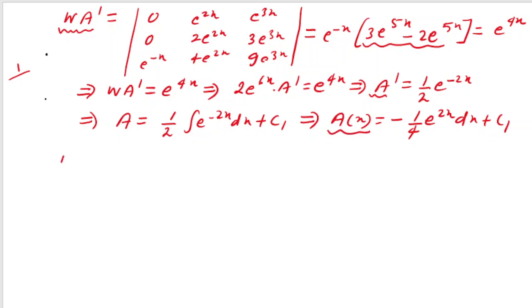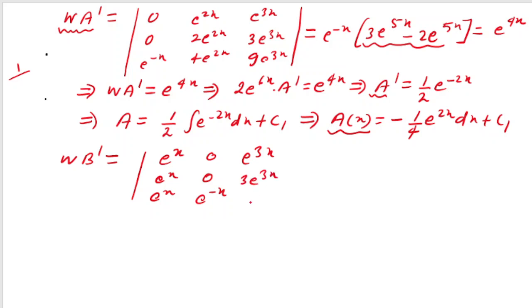Now I will solve it to get the W_B dash. So W_B dash, how will you get? The first column will remain the same: e to the power x, e to the power x, e to the power x. The second column, because now we are solving for W_B dash, will be replaced by the right hand side. So 0, 0, e to the power minus x, e to the power 3x, 3 e to the power 3x and 9 e to the power 3x. So if you simplify this, again I can expand it about the second column, right?